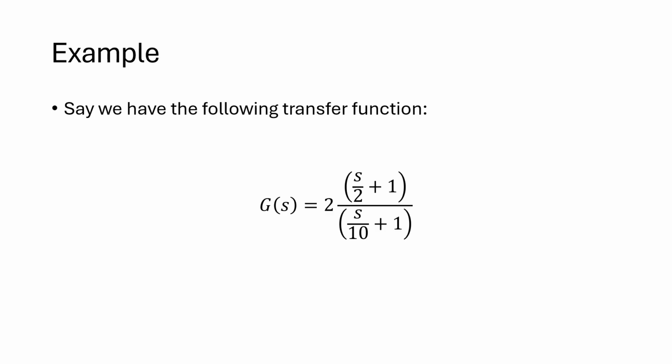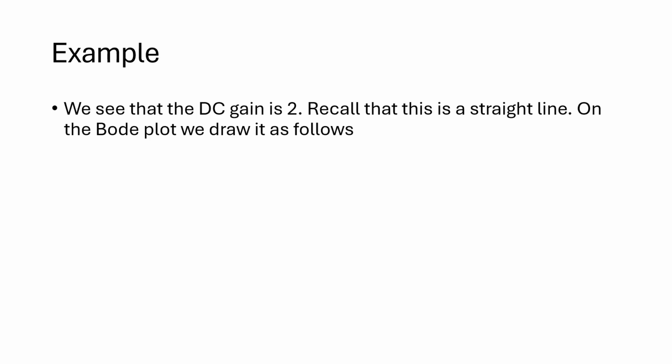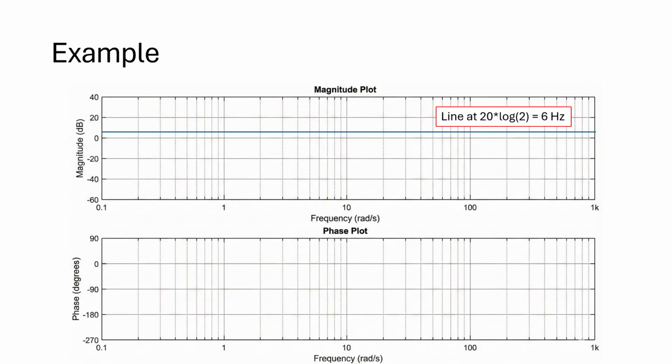So I'll say that we have the following transfer function here, and we've already gone through and isolated the zeros and the poles, and so this is the transfer function that we'll be working with. We're good to get right into sketching out our Bode plot. We can see from the previous slide that the DC gain is 2, and we'll recall that that is represented as a flat line on a Bode plot. And this is what it would look like.